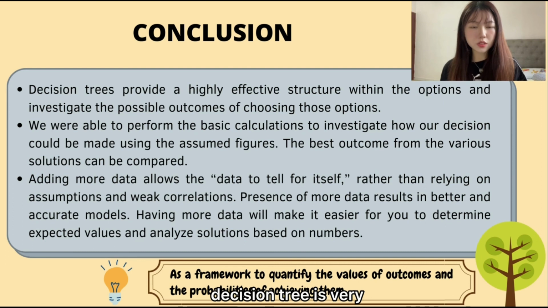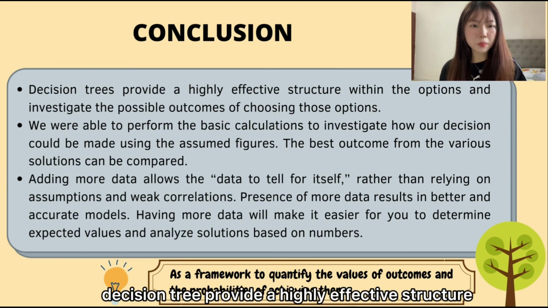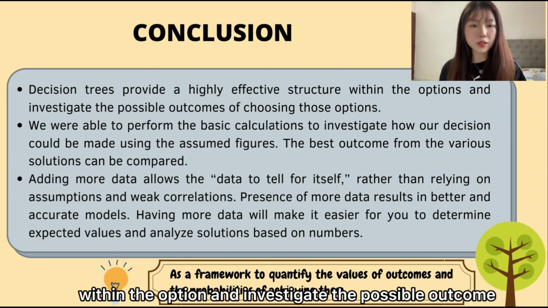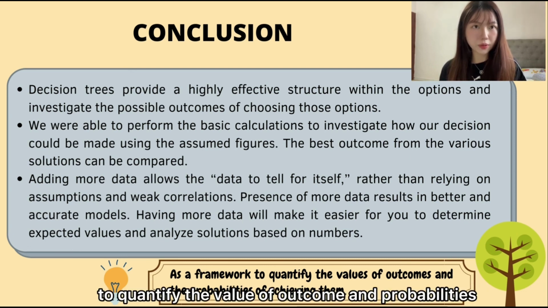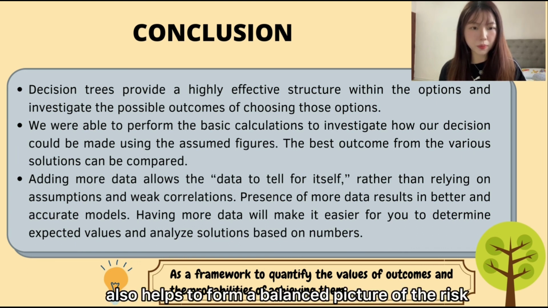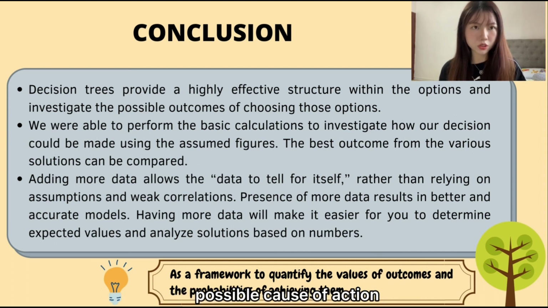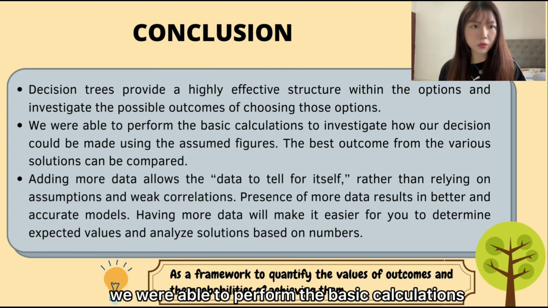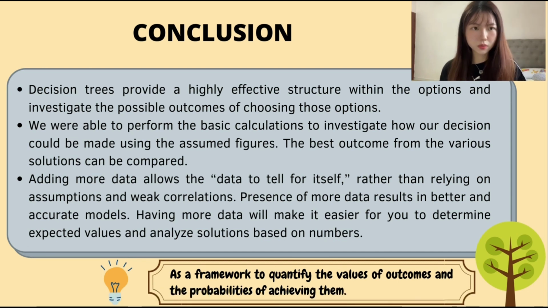In conclusion, decision tree is very important in determining the best solution to a problem. Decision trees provide a highly effective structure within which to lay out options and investigate the possible outcomes of choosing those options, and also provide a framework to quantify the value of outcomes and the probabilities of achieving them. Decision trees also help to form a balanced picture of the risks and rewards associated with each possible course of action. We were able to perform the basic calculation to investigate how our decision could be made using the assumed figures. The best outcome from the various solutions can be compared.